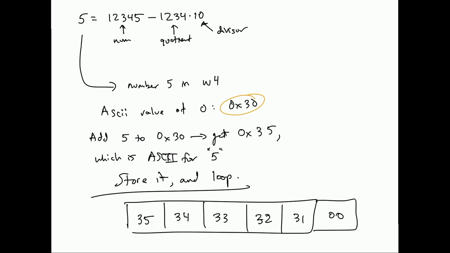It's backwards, right? Because which digit did I figure out first? The 5, which should go on the far right. But because I figured it out first, if I start storing this stuff into memory, I'm actually going to put it on the far left. Yeah, those are all hex values, not decimal, sorry. Okay. So my string is in the wrong order. It's completely backwards.